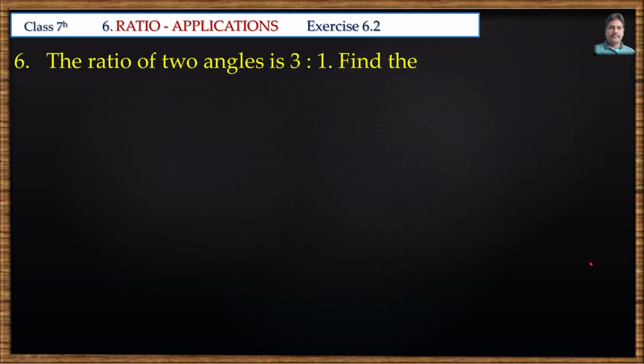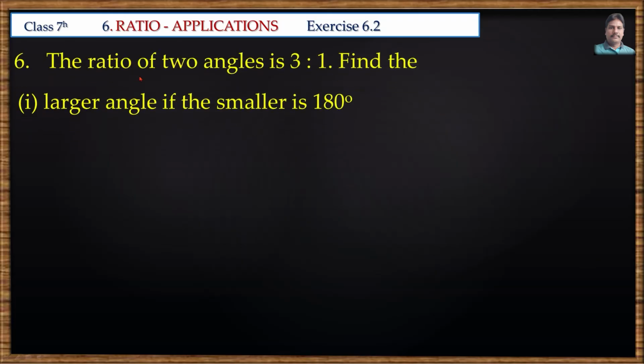Sixth problem. The ratio of two angles is 3:1. Find the larger angle if the smaller is 180 degrees. Let us solve this problem. Let the larger angle be x. The smaller angle is given as 180 degrees.